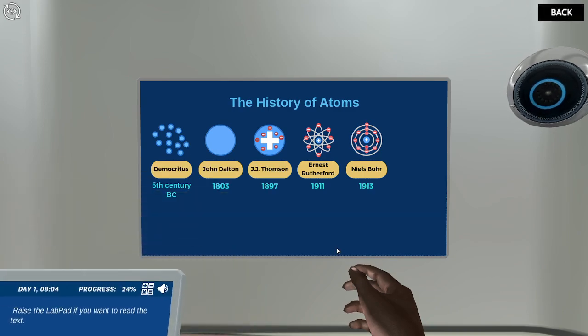Since then, scientists have improved the atomic model in many ways. For example, in 1932 James Chadwick discovered that the nucleus wasn't made only of positively charged protons, but also of another subatomic particle without any electrical charge called the neutron.